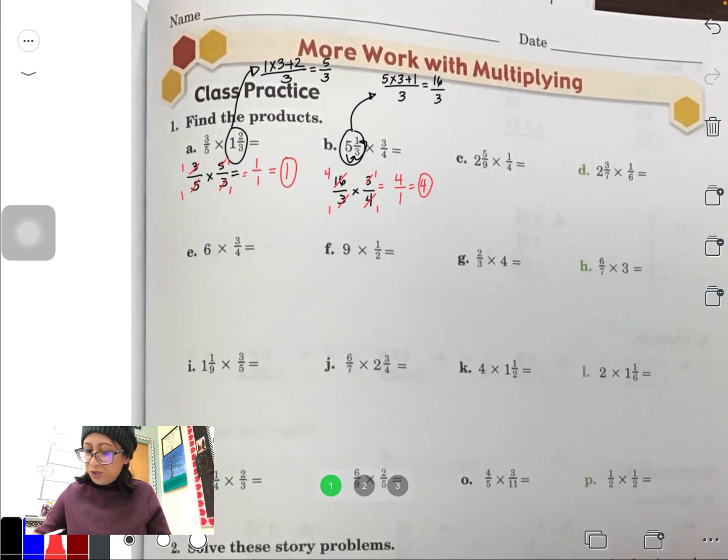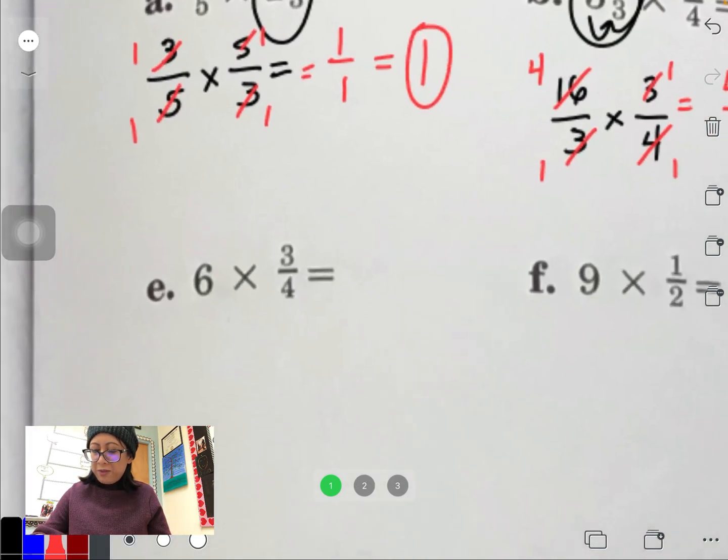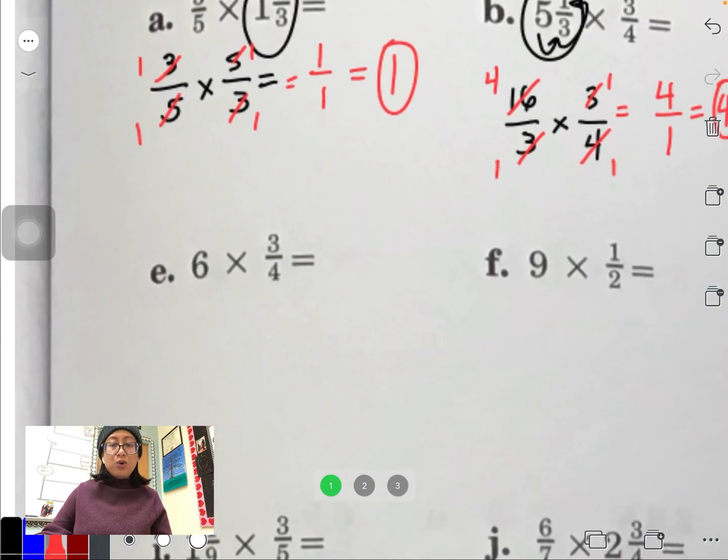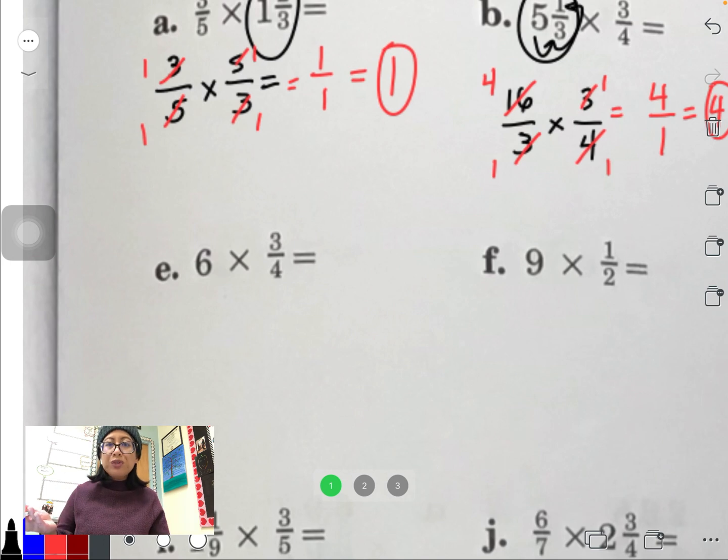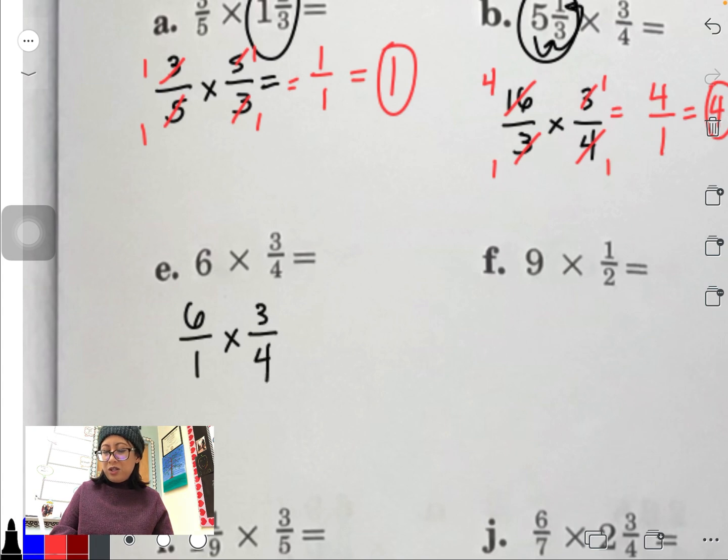Let's skip over to E. Okay, I'm looking at 1E. I've got a whole number. Now remember, when you have a whole number, what do you put it over? A 1. Okay, and then you can just multiply. I see a place where I can cross cancel though. I can cross cancel 6 and 4.